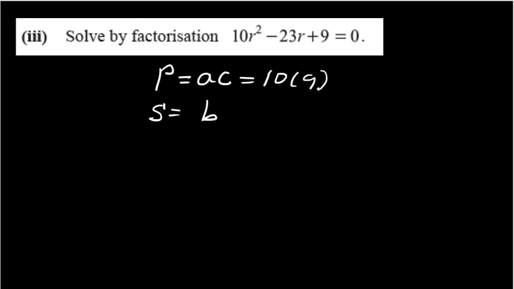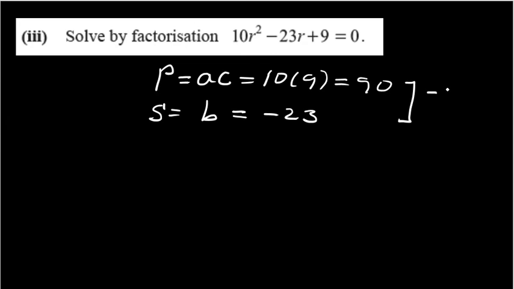The next question says, solve by factorization. This is a quadratic equation. So to solve by factorization, we need to think of two numbers, with product AC, and sum, which is the middle term, B. Remember, A means the coefficient of R square. So 10 times 9, product, 10 is the A and the 9 is the C, which is 90. And the sum is the middle term, which is negative 23.